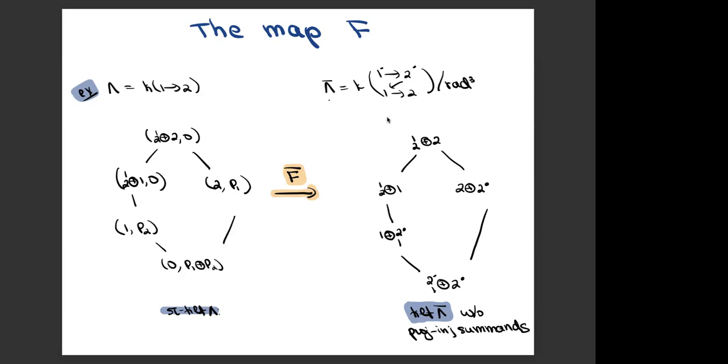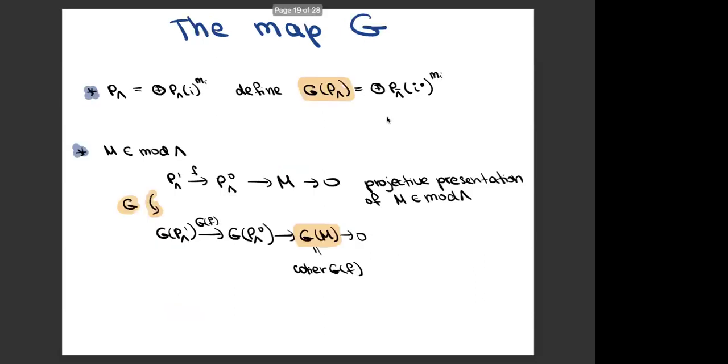But yeah, that's the idea. Okay, so that's the first map F, and now I want to tell you about the second map G that we have. Together, F and G give us some more information about the support tau tilting poset of lambda bar.